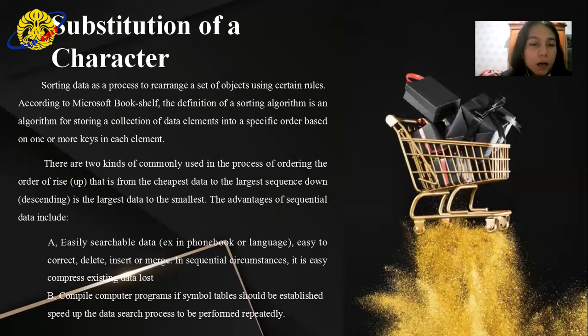The advantages of sequential data include: first, it makes it easy to search for data, as in a phone book. Second, it is easy to check, delete, insert, or change data in sequential order. It is easy to compress existing data and avoid data loss. Complex computer programs like a symbol table sort help speed up the data sorting process to be performed repeatedly.